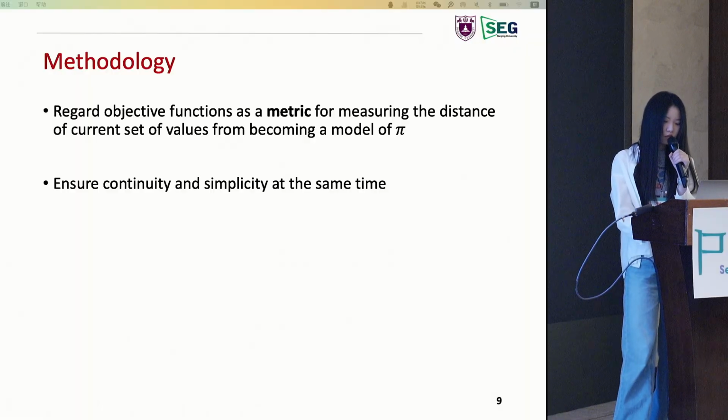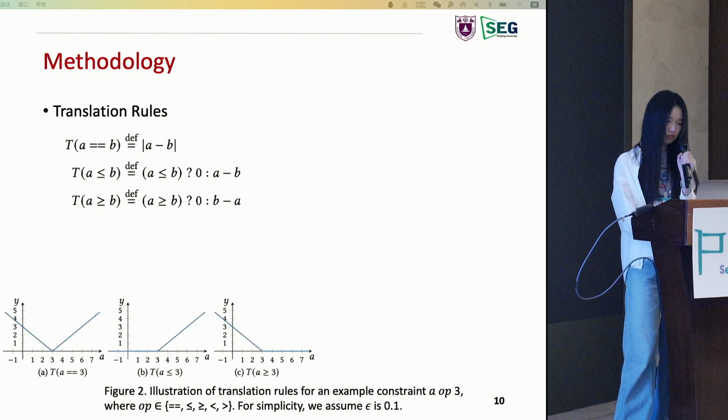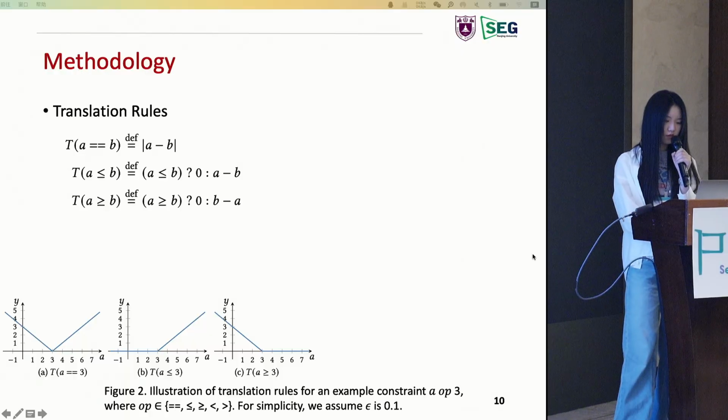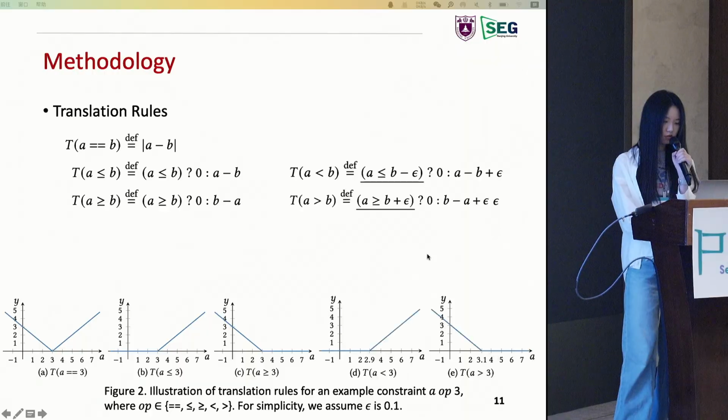Secondly, we want the generated objective functions to be continuous and simple at the same time, so the gradient descent method can be applied to underlying solving and the complexity of the problem can be reduced. Firstly, for operations equal, less than or equal to, greater than or equal to, we define translation rules that generate exclusively piecewise linear objective functions.